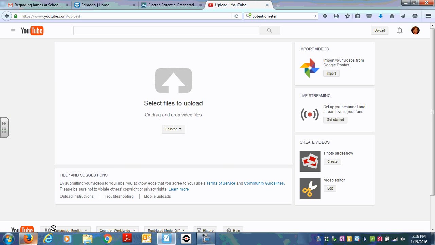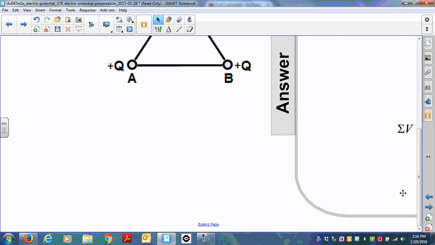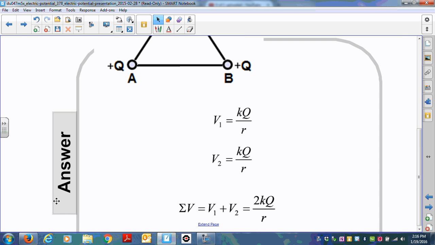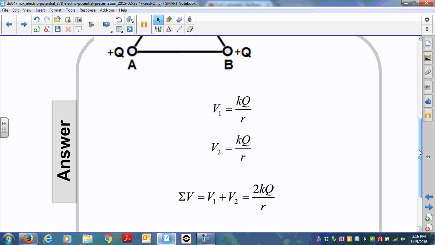First, we solve for, I'm going to move this down so we can see it better. Okay, there we go. So we have the answer. V1 is KQ1 over R1. V2 is KQ2 over R2. Since Q are the same for both charges, and the distance between point C and A and C and B are the same, we end up having the same exact value. So we can multiply this by 2, and we get 2KQ over R, and that's our net potential.